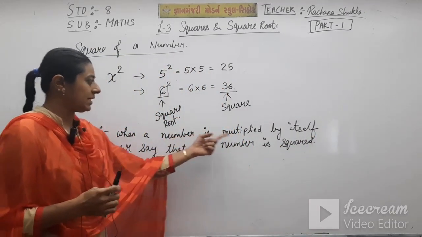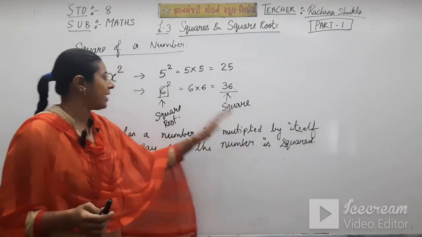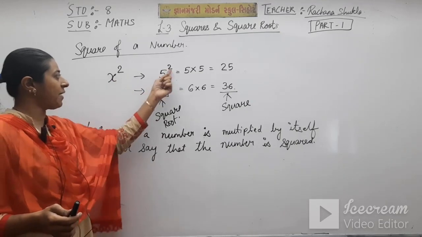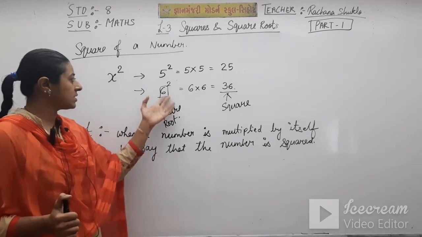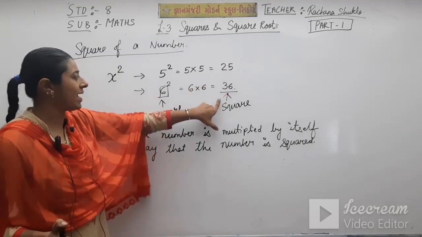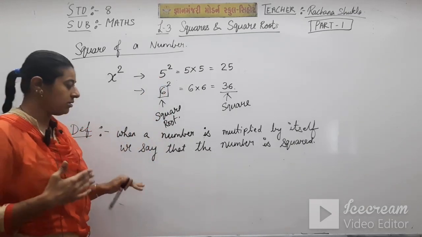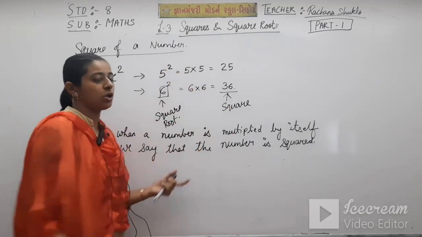So, this is the definition of square. When a number is multiplied by itself, we say that the number is squared, and these are your two examples. Suppose x square, that is 5 square, 5 into 5, that is 25, or 6 square, 6 into 6, 36. So, these both are squares and the numbers are square roots. And note down the definition. Note down all these things in your fair book.